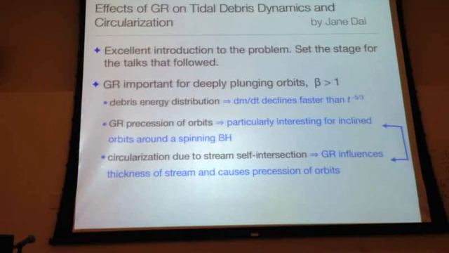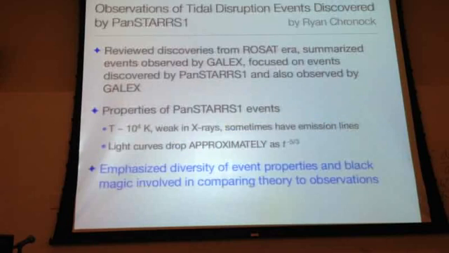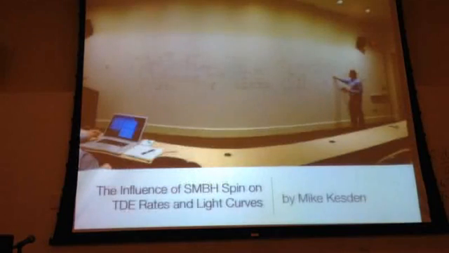The discussion presented in this talk focused on circularization due to stream self-intersection. So the general relativistic precession might cause the stream not to self-intersect. It also influences the thickness of the stream, that in turn has an effect on the probability of self-intersection. Okay, skip this and I'll go to this one.